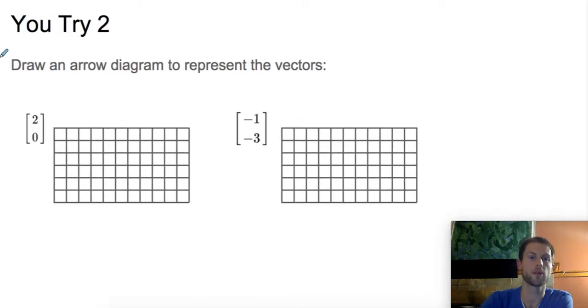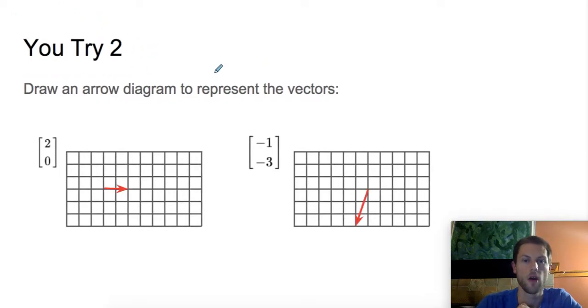So why don't you try a couple examples. Pause the video and draw arrow diagrams to represent these vectors. All right, here are the answers to the U-Try problems. Check them out. Again, they don't have to start where I started them. They can be anywhere you want, but they should have this general size and direction.